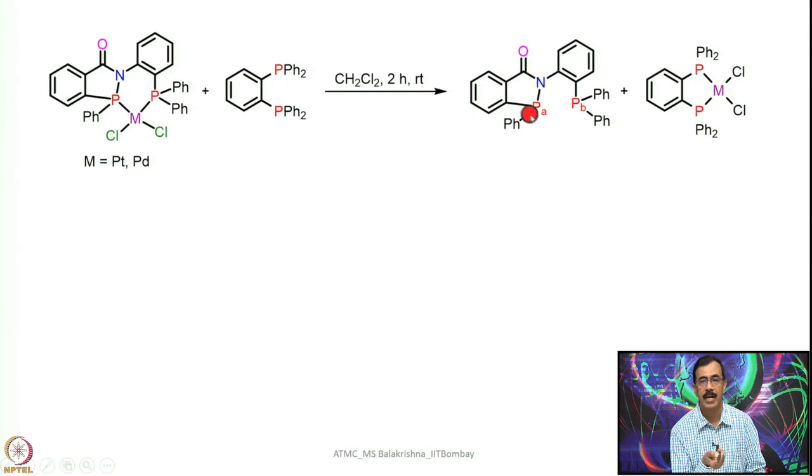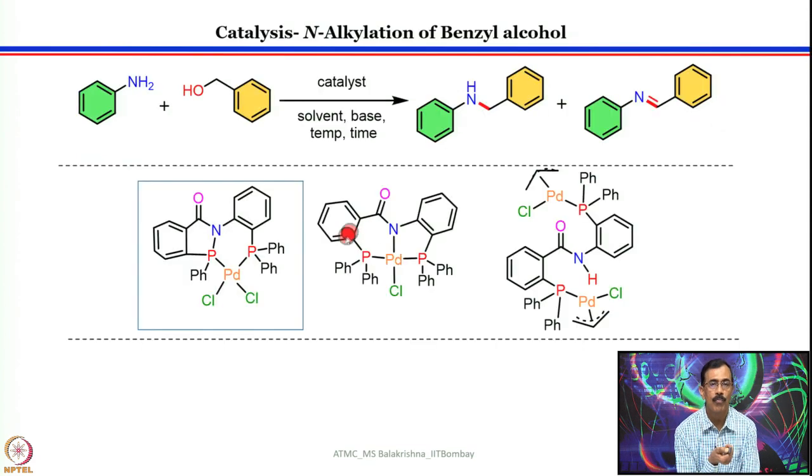You can see this ligand is freed, so that means a very interesting chemistry one can carry out with phosphine ligands. And as I mentioned, we are using these in several catalytic reactions. One such reaction I have shown here is called N-alkylation of benzyl alcohol. Here these three compounds were used. We found this compound is much more superior in terms of its catalytic activity in forming both of these compounds.